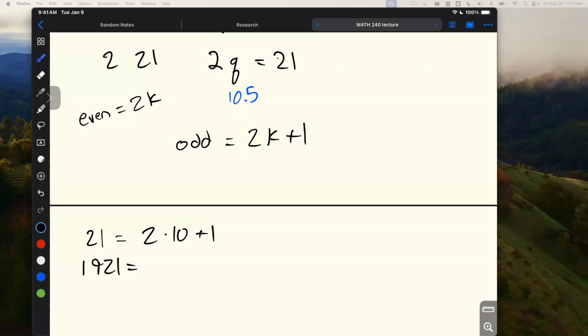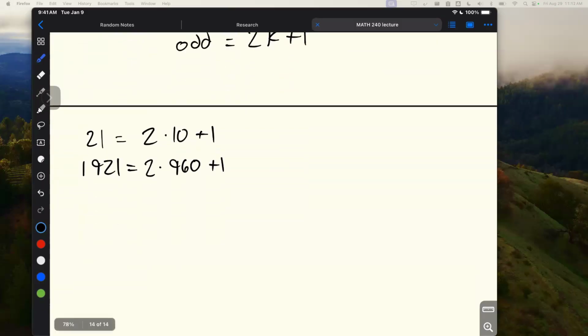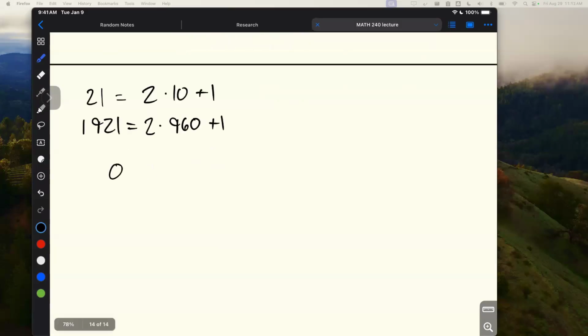Half of 1920 is 960. And so 2 times 960 plus 1 gives us 1921. So we can do this where, if you subtract 1 and divide by 2, you can write any odd number in this format. Okay, so now let's prove that 0 is even.